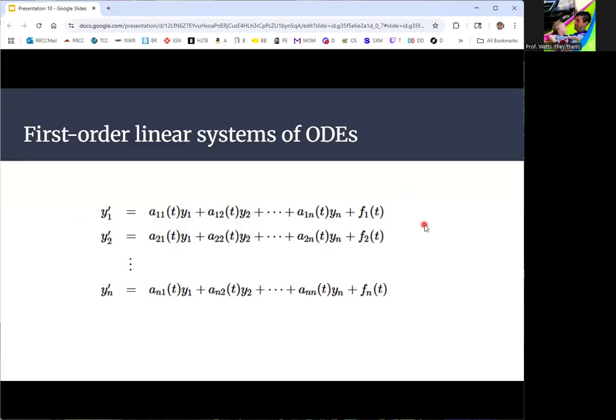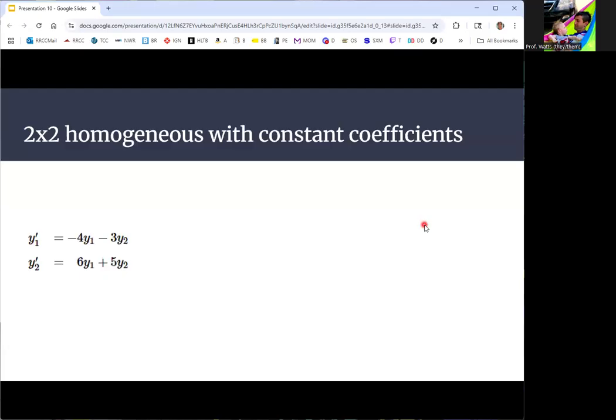This is still pretty challenging, so we're going to restrict it even further to about as simple as it can get. If you just have one equation, it's not a system. So we're going to have two equations, two unknown functions, y1 and y2. Linear first order, we're going to make it homogeneous, so the forcing functions are gone. And then we're going to use constant coefficients for the coefficient functions. So here's an example of the kind of problem we'd like to solve, the first step in solving a system of ODEs.